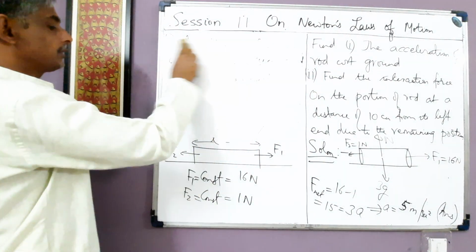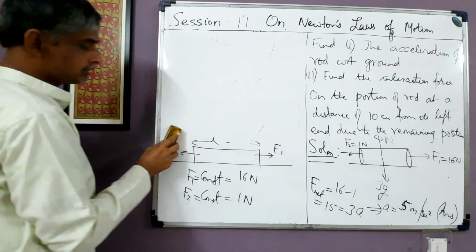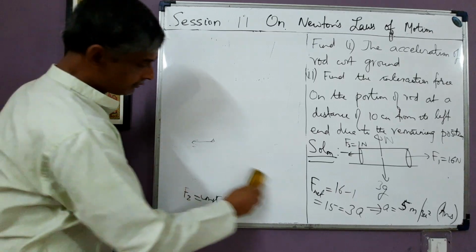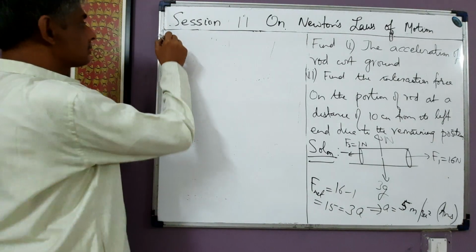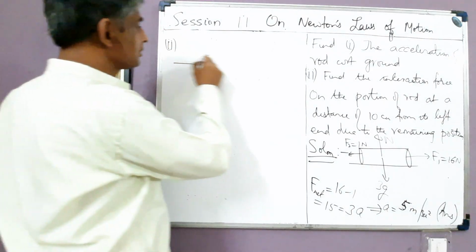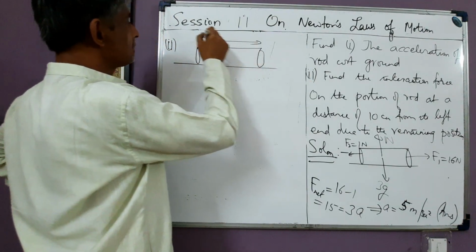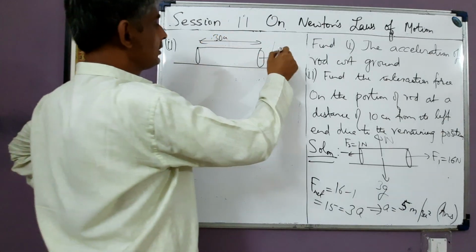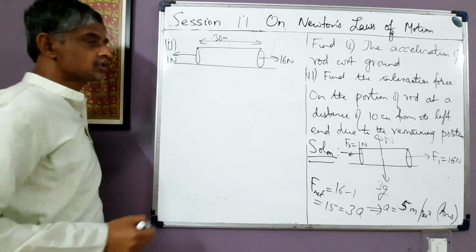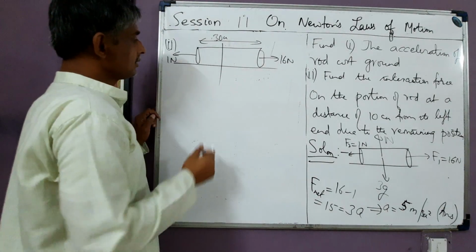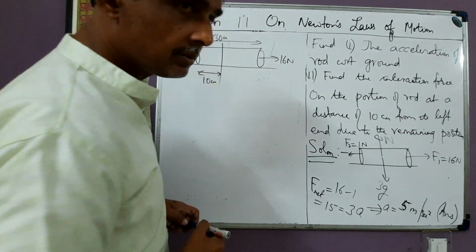Now we have to solve part 2 of this question. For that, I draw the diagram here again. So this is the side view of the rod, which is given to be 30 centimeter. Here 16 Newton force is acting rightward and constant 1 Newton leftward force is acting on it. This is the section whose distance from the left end is 10 centimeter.